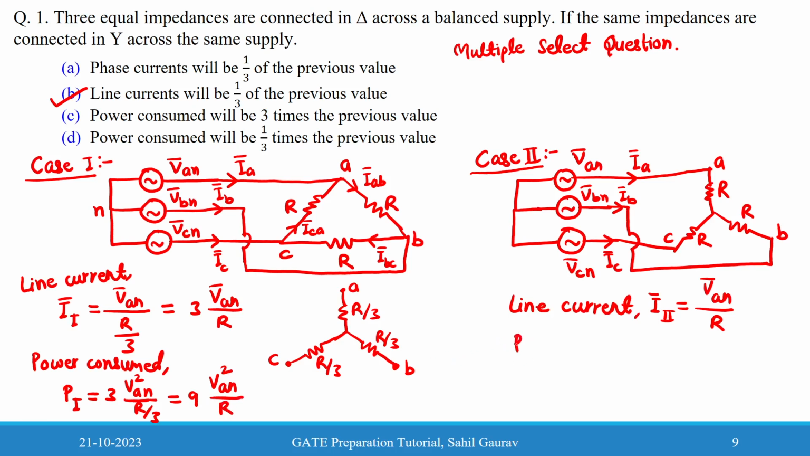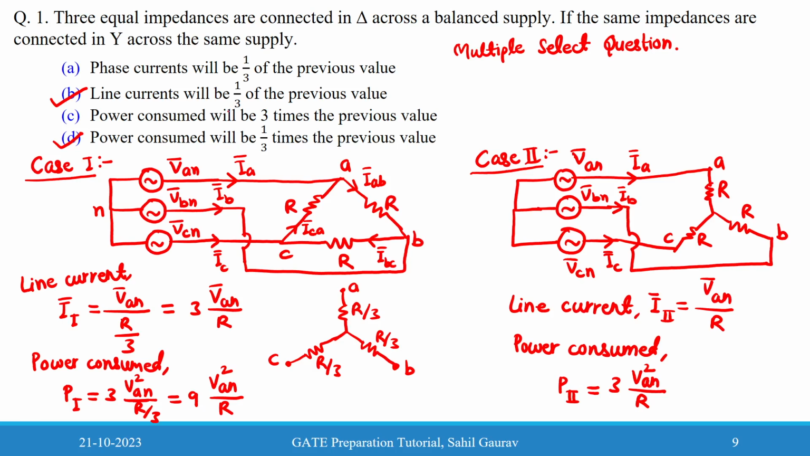And in the second case, power consumed will be 3 times VAN squared divided by R. Therefore, the power consumption is also 1 by 3 times of the previous value. So D is the correct option. So B and D are the correct options.